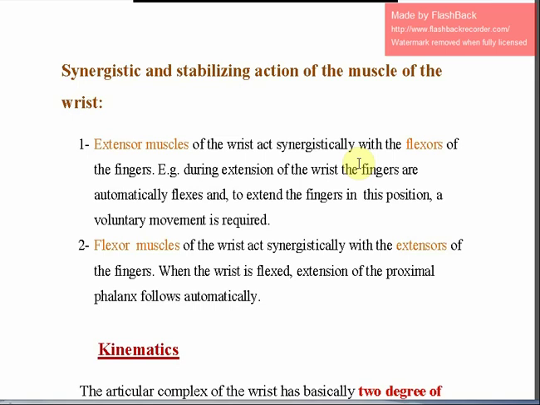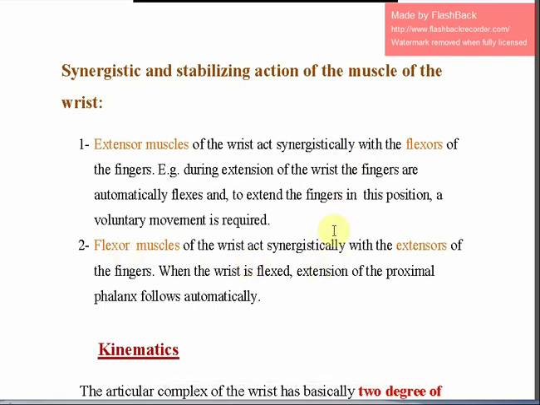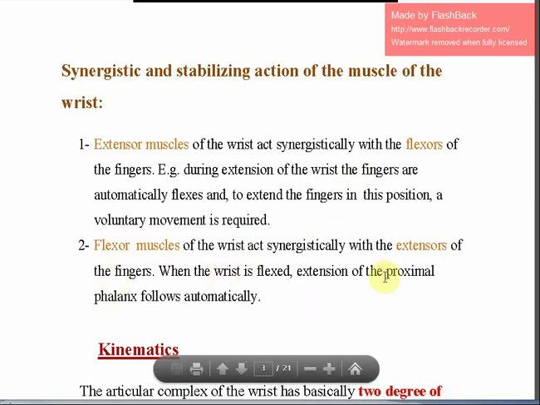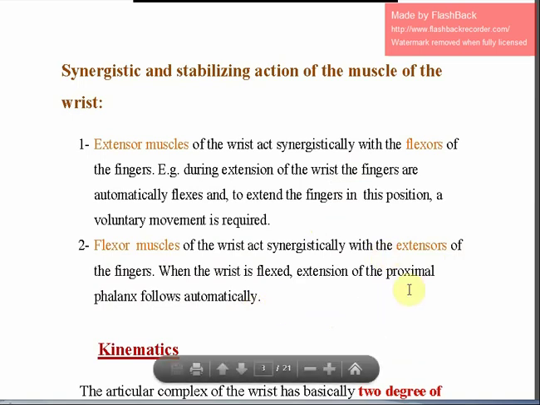If you try on your own wrist, you can see that the flexor muscles of the wrist act synergistically with the extensors of the fingers. When the wrist is flexed, extension of the proximal phalanx follows immediately. If you flex the proximal phalanx and then flex the wrist, it is difficult. But once you open up and then flex the wrist, it goes for a good range of movement, as extension of the proximal phalanx follows automatically.